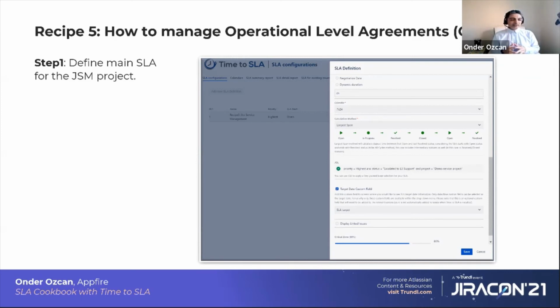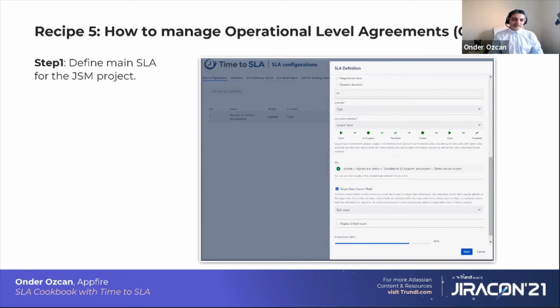And the most important configuration bit, at the bottom of the screen, is the target date custom field. So we need to check this out, because by using this, Time to SLA is calculating the SLA data behind the scenes and storing that information in the custom field. In this example it is the SLA target. It's going to be important when we are implementing the automation bit.